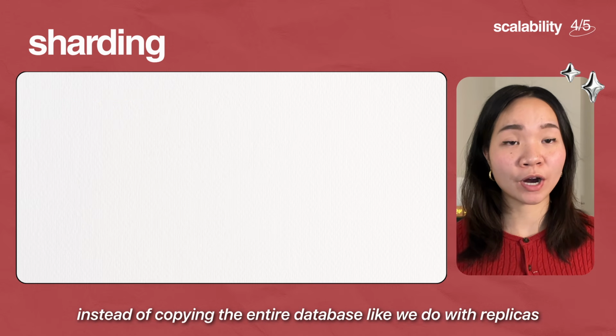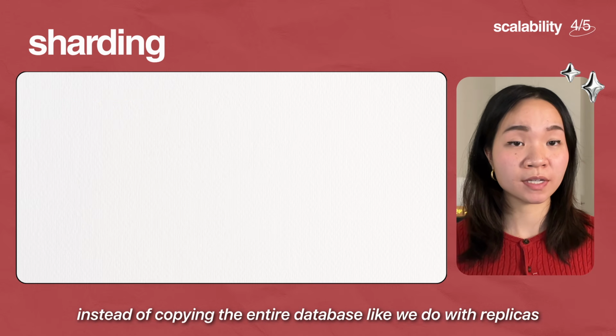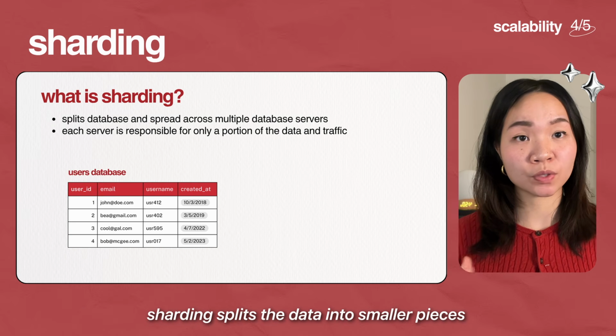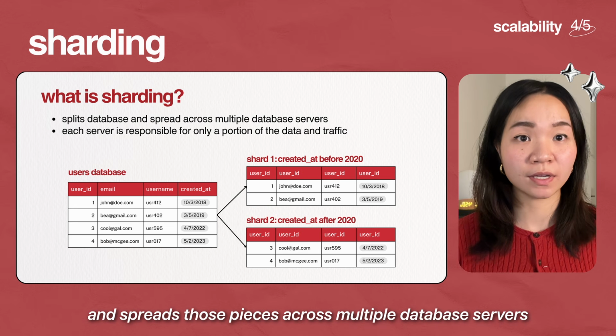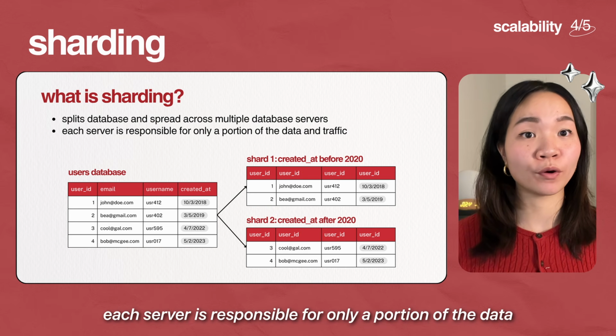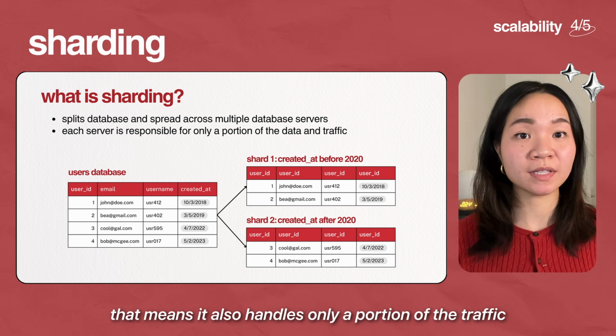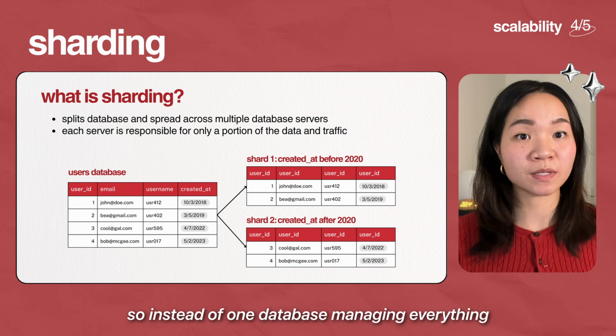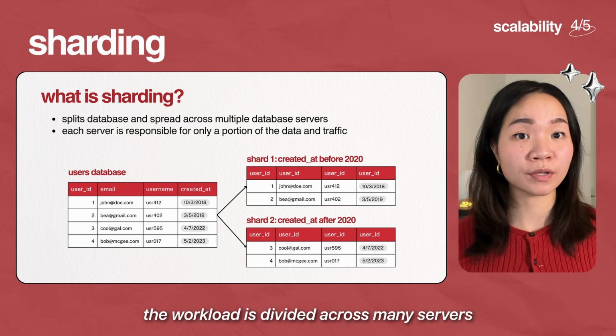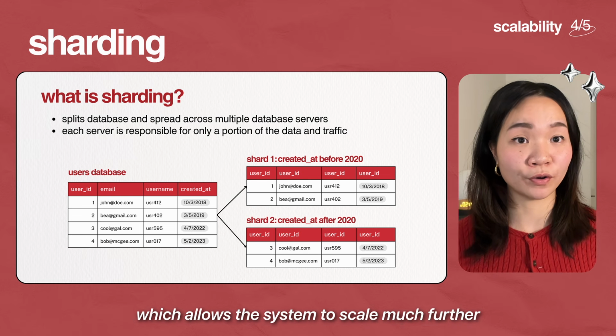Instead of copying the entire database like we do with replicas, sharding splits the data into smaller pieces and spreads those pieces across multiple database servers. Each server is responsible for only a portion of the data. That means it also handles only a portion of the traffic. So instead of one database managing everything, the workload is divided across many servers, which allows the system to scale much further.